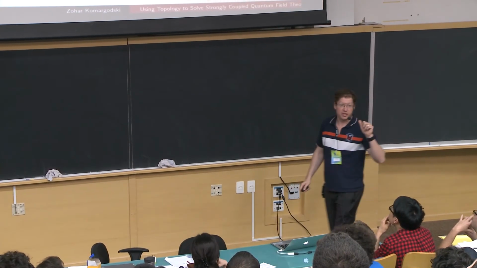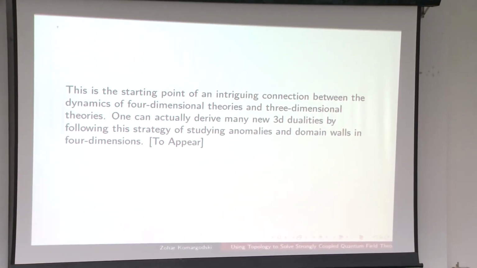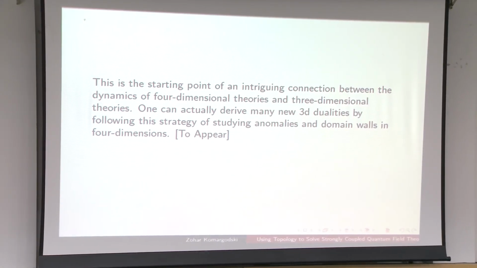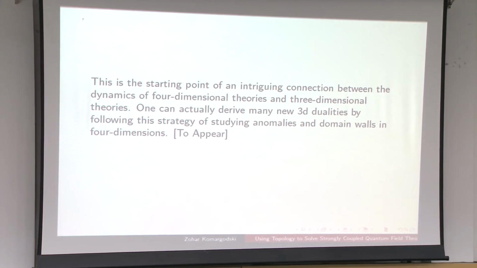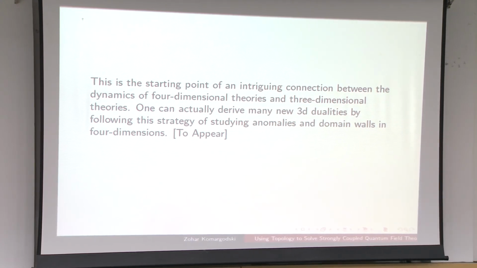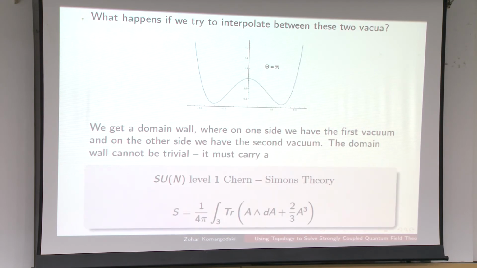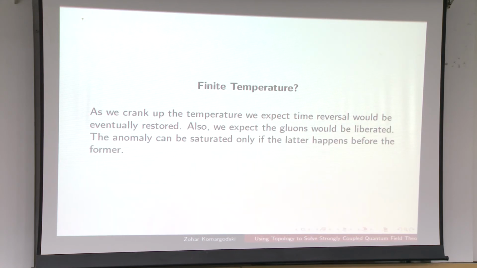This observation is actually the starting point of many exact results about 3D systems from 4D systems that are in preparation. So one can discover new 3D dualities and prove previous suggestions for 3D dualities by using the fact that Yang-Mills theory can reproduce interesting quantum Hall states on domain walls.